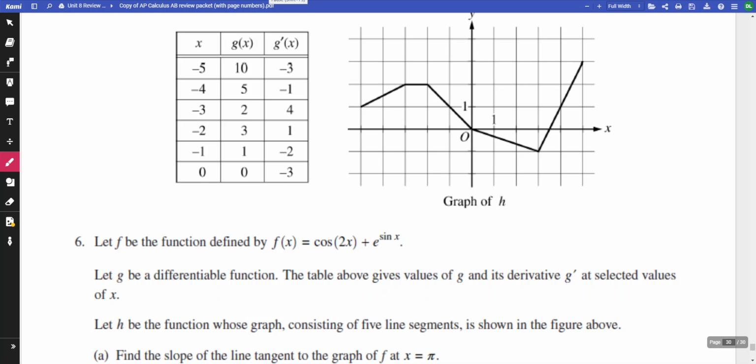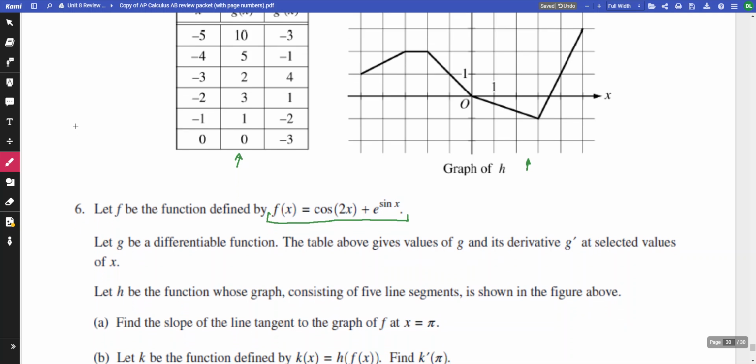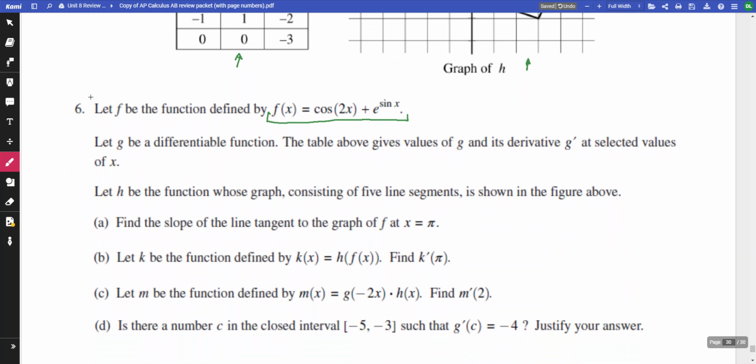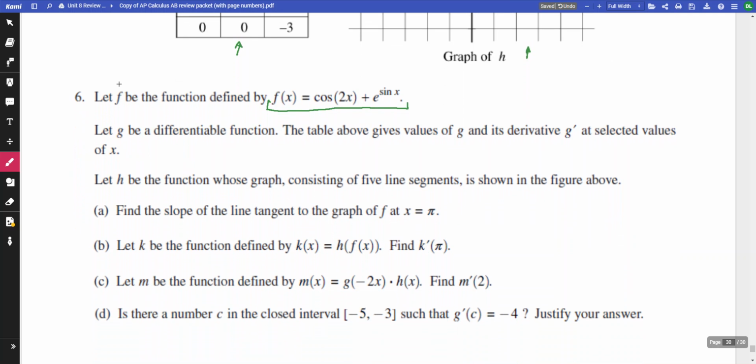All right, so let's check out one last FRQ. Here we have a function f that's given analytically. We also have a function g given numerically as a table. And we have a function h given graphically. So we want to first find the slope of the line tangent to f.